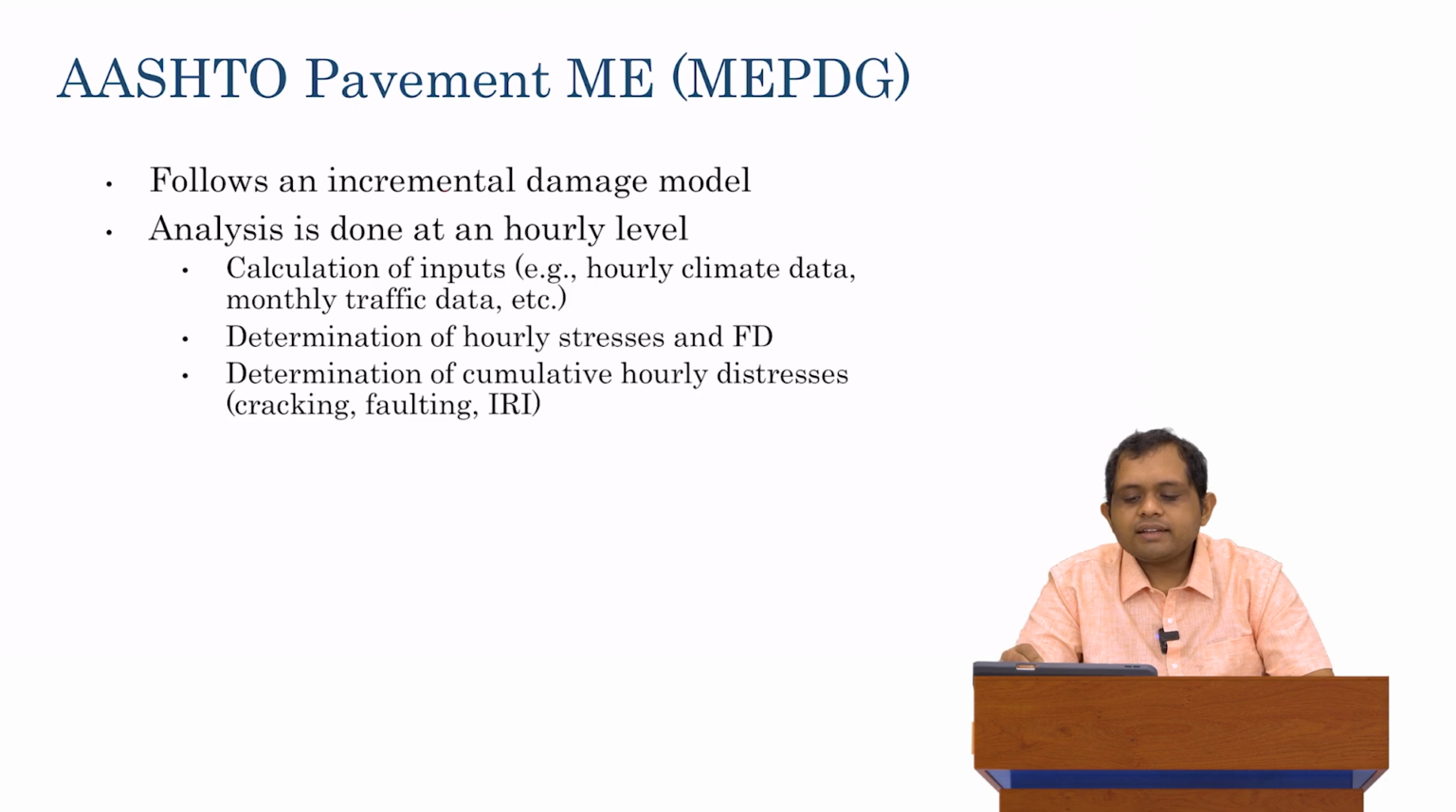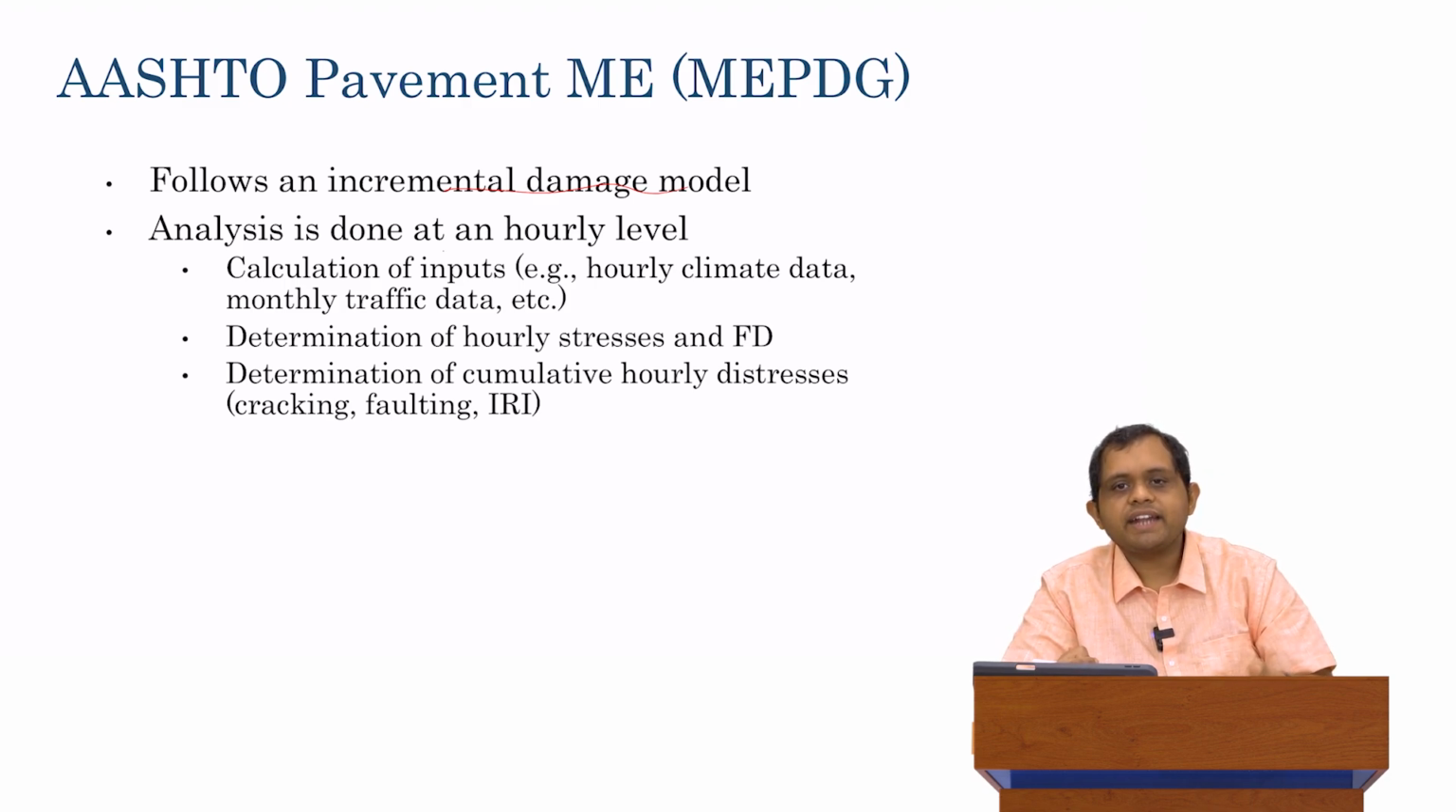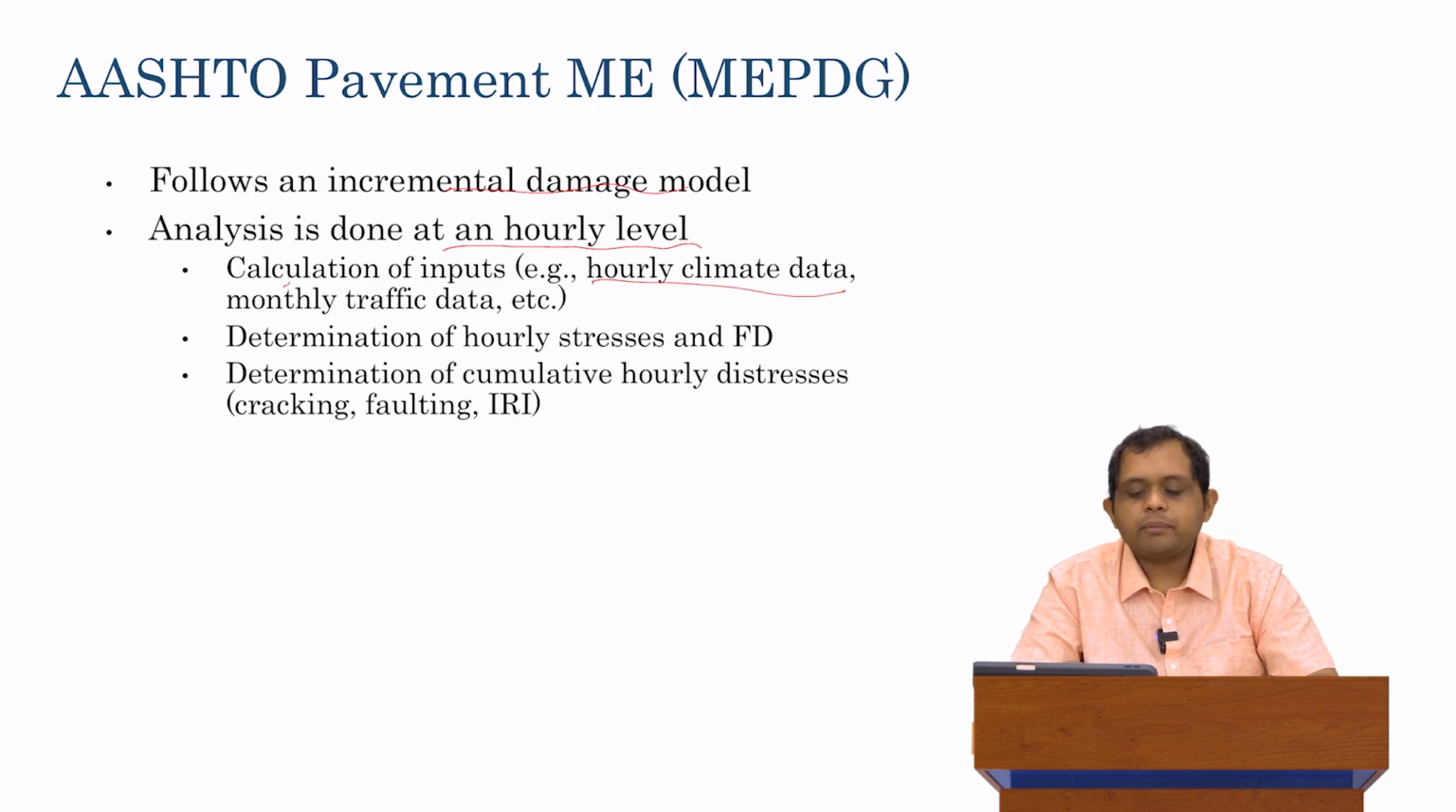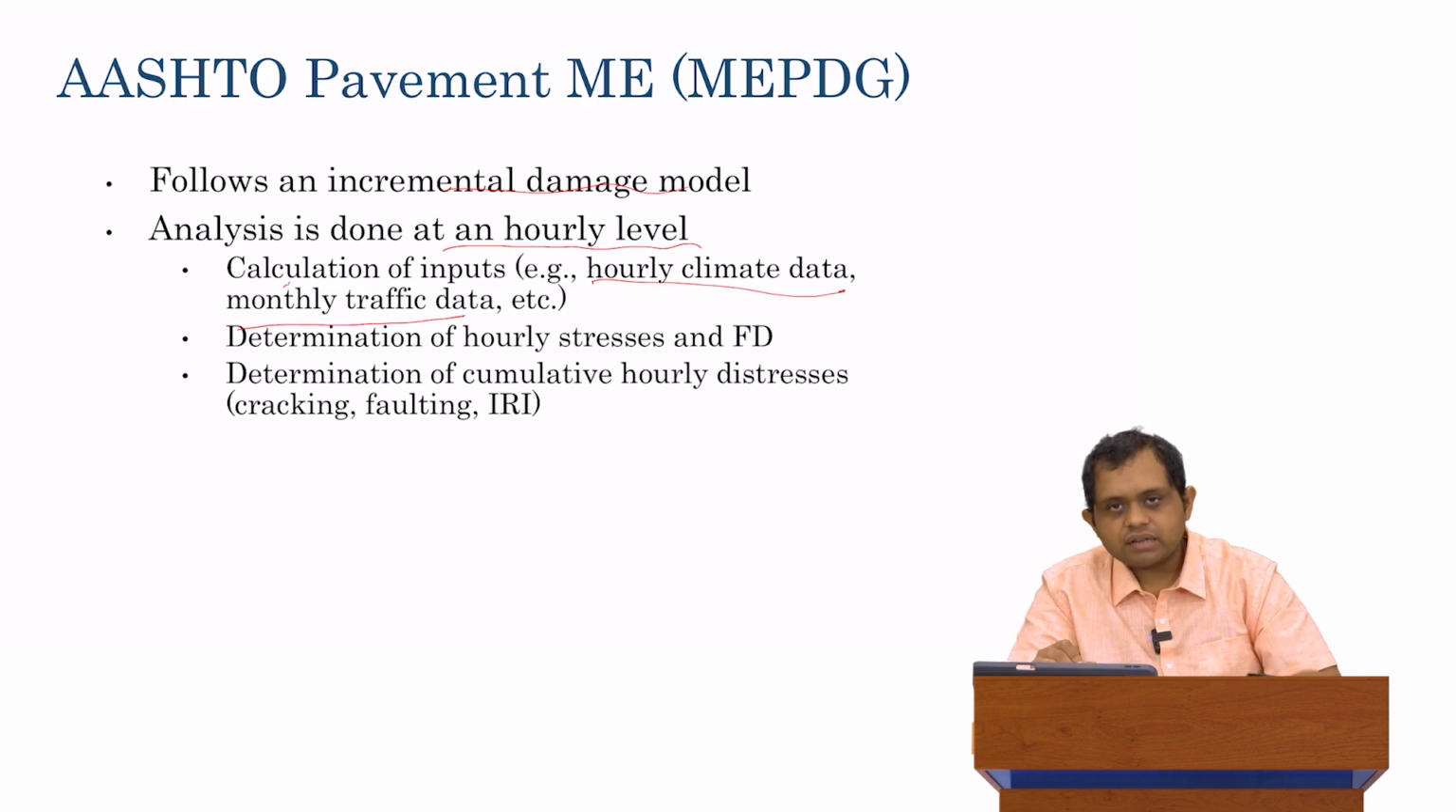Okay. Lastly, the AASHTO Pavement ME follows an incremental damage model. Now, previously in empirical design, we don't do damage modeling. We have a set of inputs and we get the thickness in the end. But in mechanistic empirical design, the analysis is actually done at an hourly level. So all the inputs that we need are actually needed at every hour. So the hourly climate data, monthly traffic, which then is converted into some hourly factor, although more details on this will come a few lectures later.